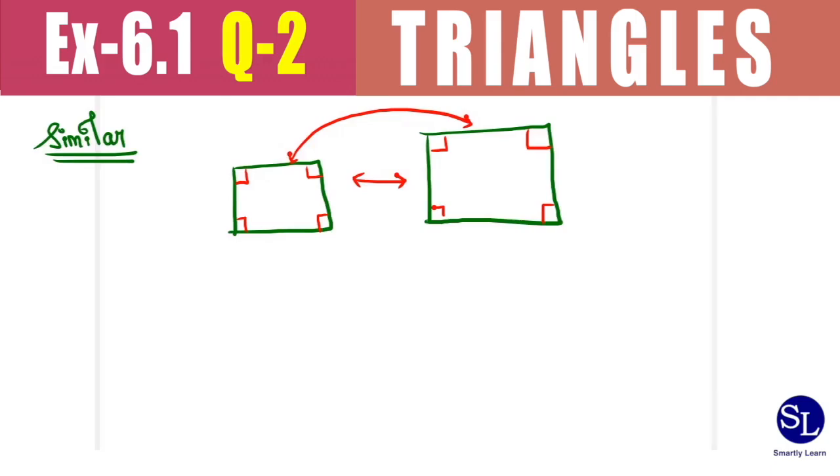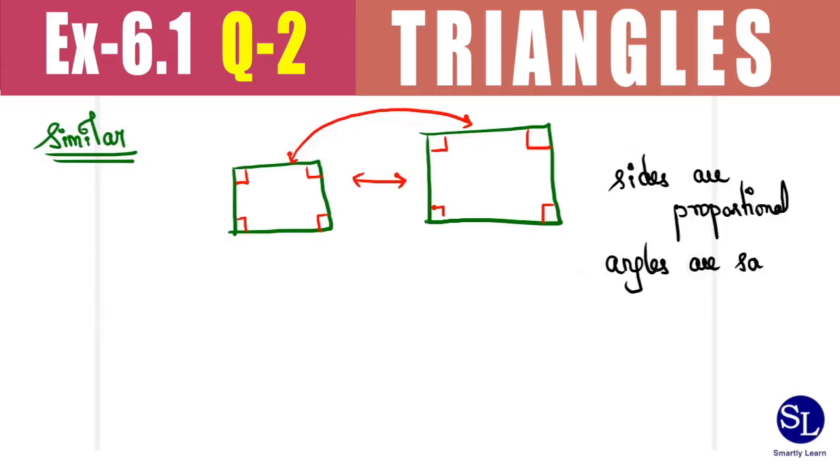So the first property that we see is that the sides are proportional. Now let us look at the second property. The angles of the squares, each of them is going to be 90 degrees. So the angles are actually the same. So if I have to draw any two figures that are going to be similar, I need to ensure that the sides of the figures are proportional and its angles are the same.